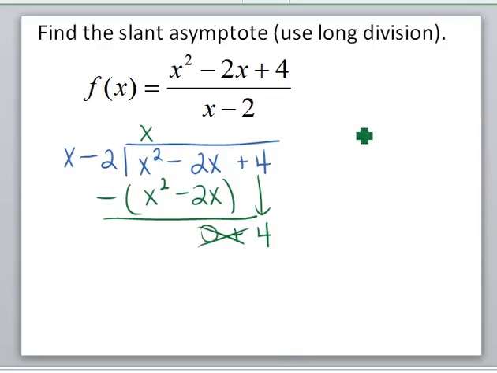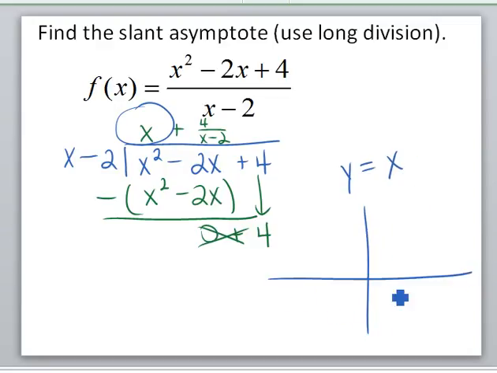So if you remember anything from Algebra 2 and your long division, your answer would be the quotient plus the remainder over the divisor. Sorry, I couldn't come up with that name right away. The slant asymptote is just this part that divided out. So our slant asymptote would be y equals x. So that would be this line on the graph.